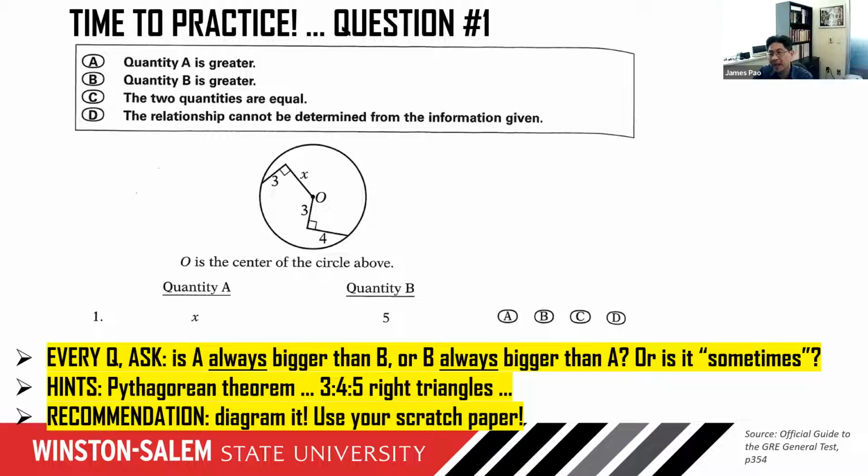This is ranked a 65%, meaning 65% of the people got it right. I would consider this an easy medium question.